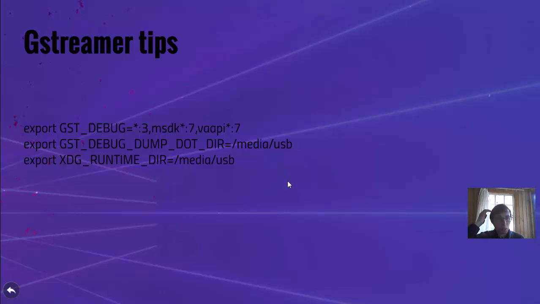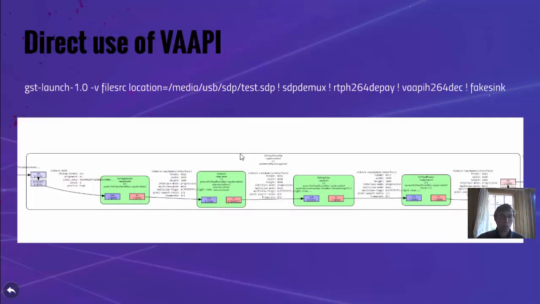And this is a bit of tips on what you would probably like to see, like GST debug. It gives debug messages from MSDK and VAAPI. You will see some of this in the couple of more slides, graphs of how the GStreamer pipelines look, and maybe the runtime directory.